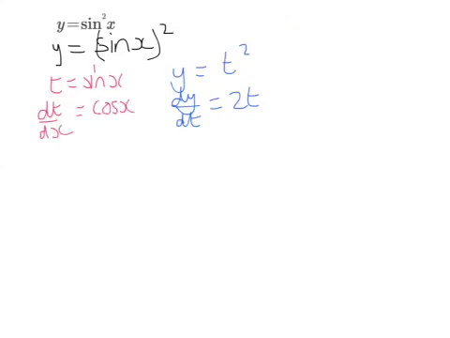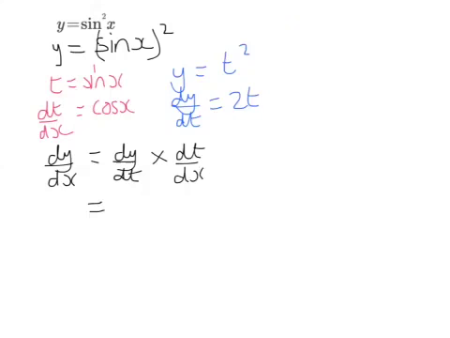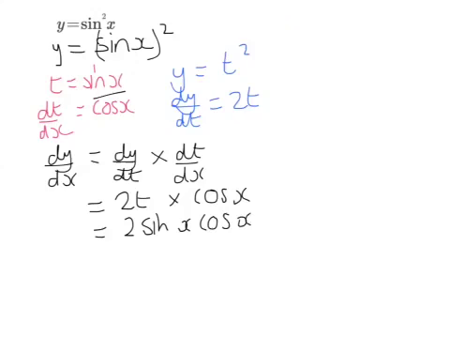differentiates to cos. So we will now do our little chain rule. dy by dx equals dy by dt times dt by dx, and therefore dy by dt is 2t times dt by dx is cos x, and what was t? t was sine x. How clever is that? Okay, so dy by dx is 2 sine x cos x, and once you guys have learnt your double angle formulae, you will realise that that is the same as sine 2x.